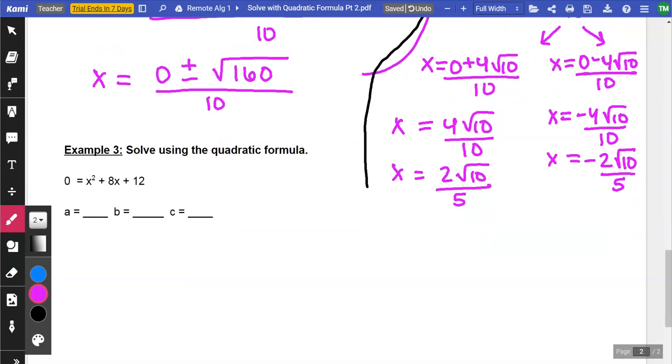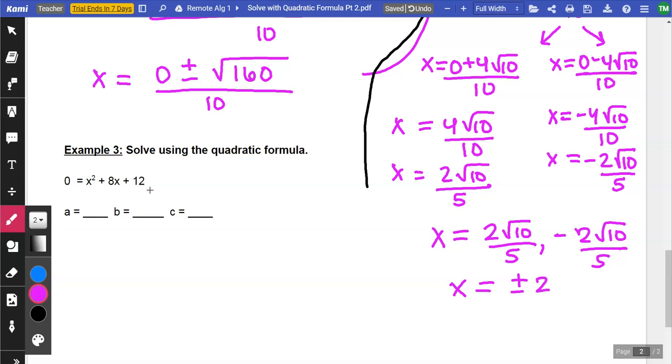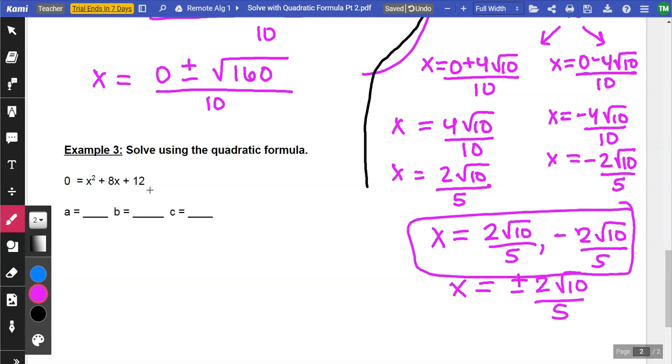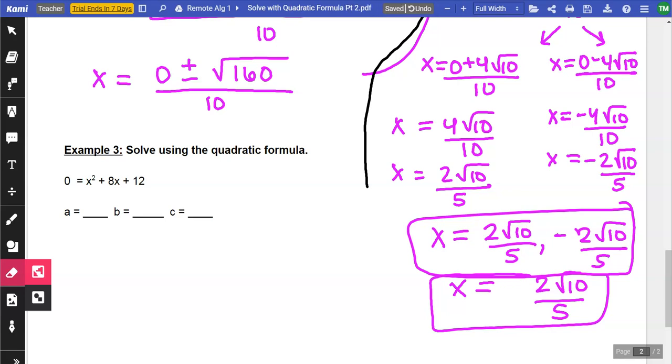Then you can write your final answer as x is equal to 2 root 10 over 5 and negative 2 root 10 over 5. Or because these are the same, one's positive and one's negative, you can combine them into one, so it'd be x is equal to plus or minus 2 root 10 over 5. So you can write your answer this way or the second way, whichever one you prefer. I'm just going to move that down so it's a little neater.